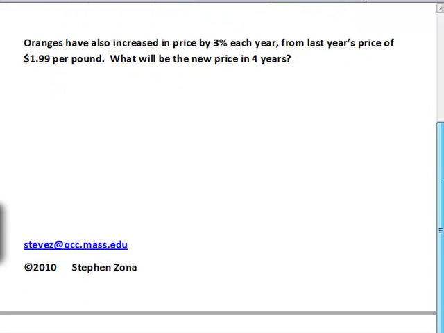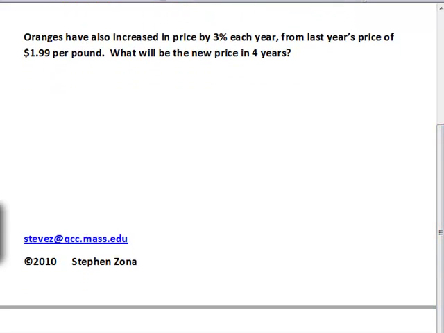Second problem, same idea. Going to do the same formula. You've got your principal, your 1 plus your rate, and your time. Time in these examples will be in years. So now, go with it. You've got $1.99, that's your principal. Then your rate is 3%.